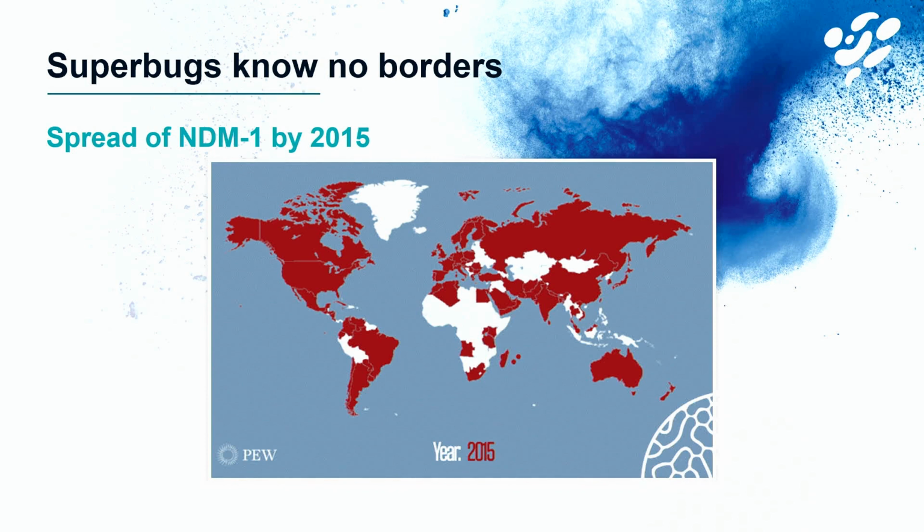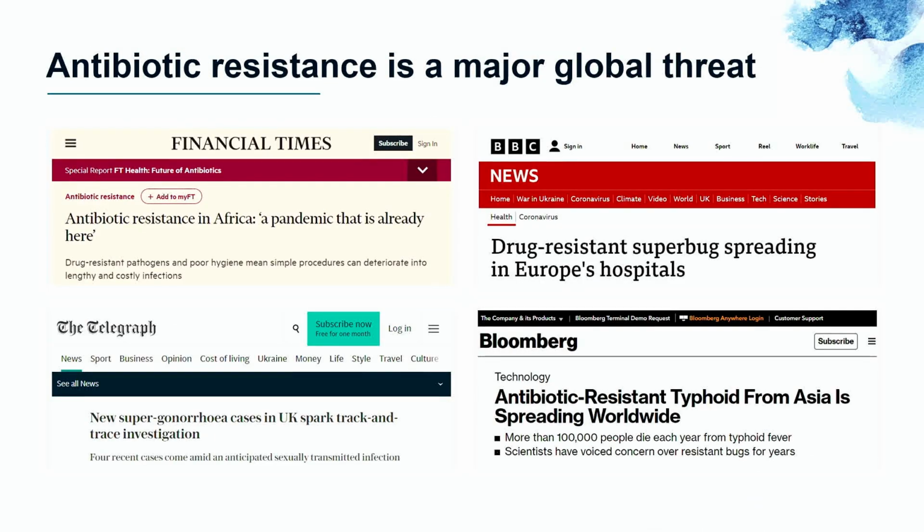So NDM1 is just one gene that gives resistance to the carbapenem group of antibiotics. These are often called drugs of last resort. They're the ones that are used for those most serious life-threatening infections. And because of drug resistance, they're increasingly used around the globe. So it's a major global threat, and it frequently appears in all sorts of publications around the world. And of course, we ourselves experience it in the UK as well as abroad.